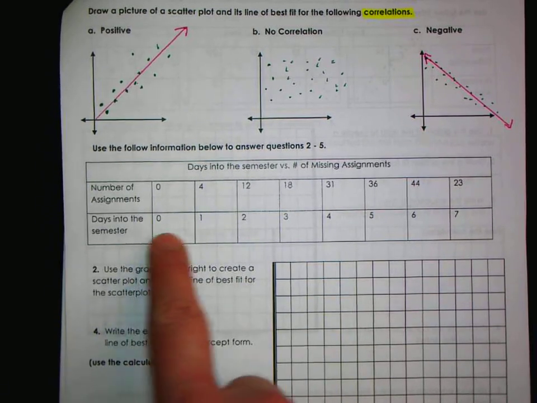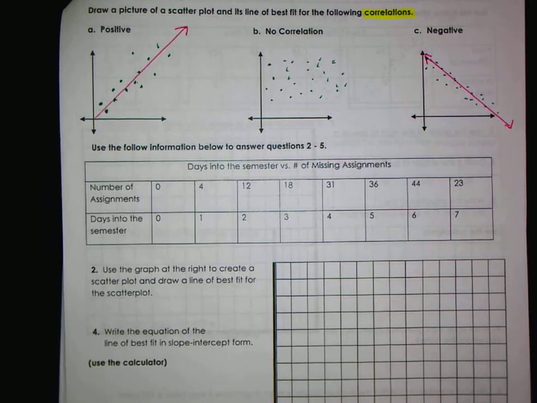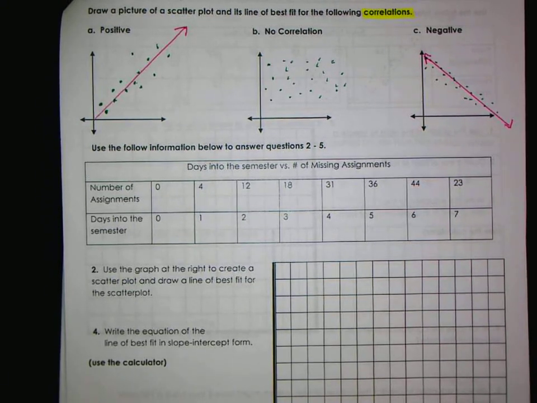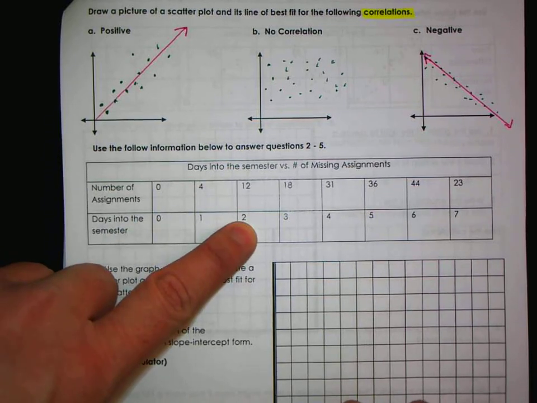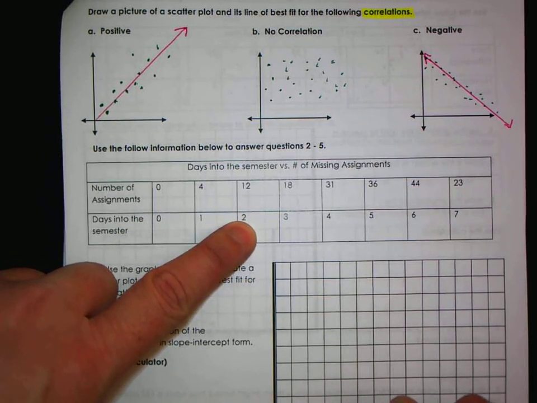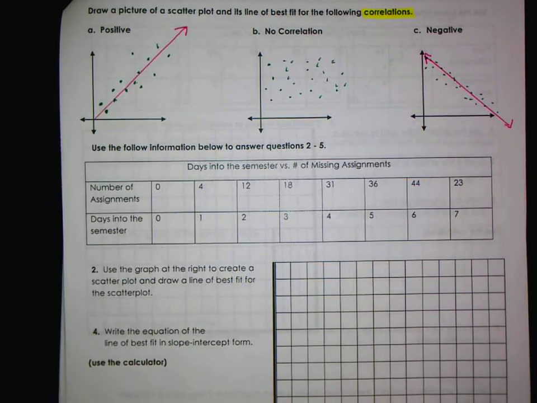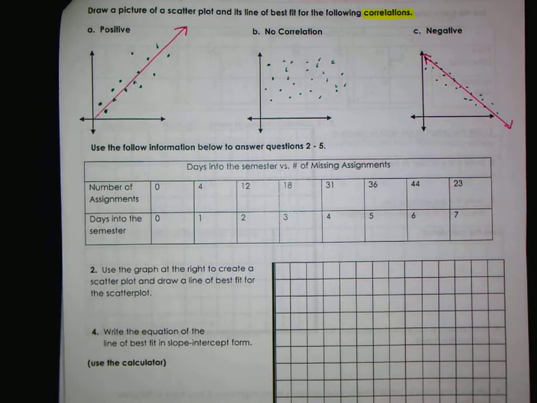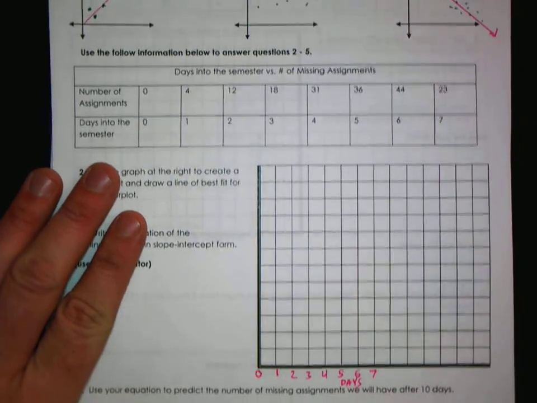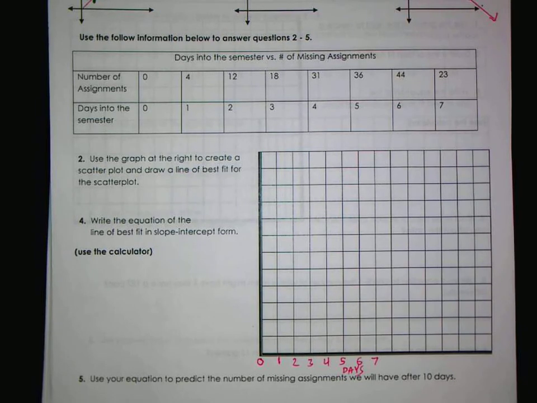So anyway, in order to get a better feel of this data, usually on the X you plot days. So I'm going to plot days down here. And we'll let this be 0, since that's what our data starts with. 1, 2, 3, 4, 5, 6, 7. Okay, we'll call this days. And it's important to label your graph. Now the other one is number of assignments.